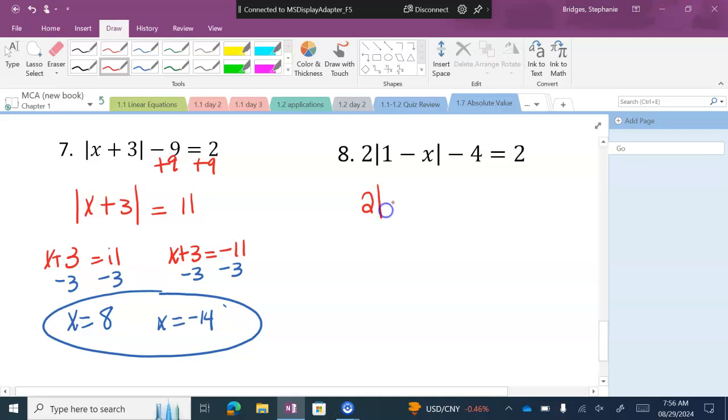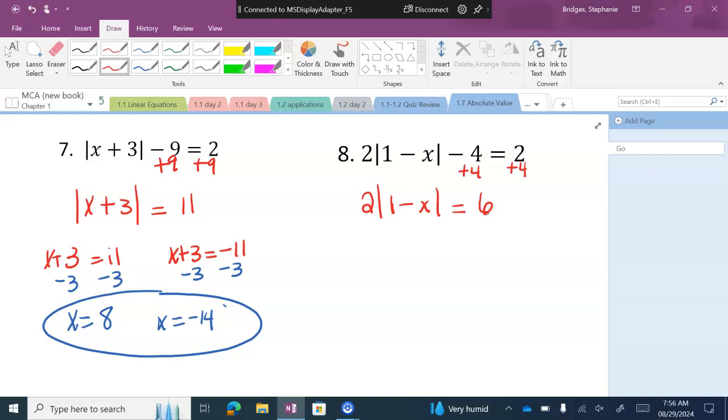Again, I'm going to keep that 2 on the outside. I do not want to distribute it. Yes, sometimes it works, but sometimes it doesn't. So we need to be very careful with that. We don't want to get in the habit of trying to distribute. Okay, so we would add 4, right?